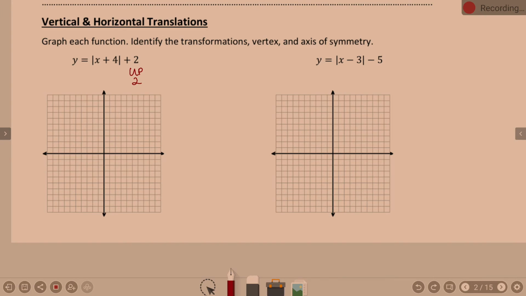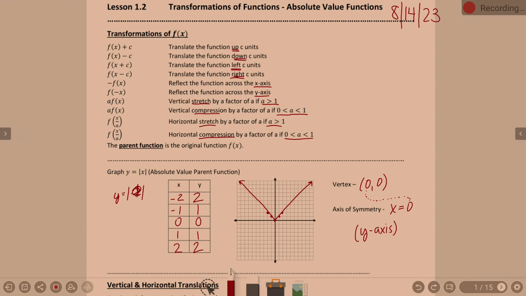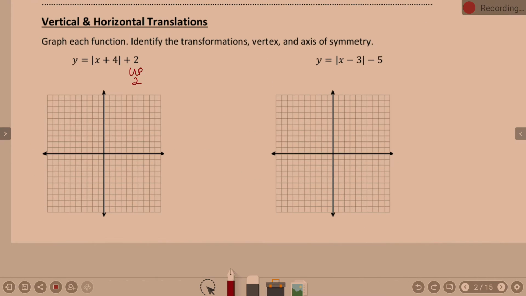What about the 4 now? Use that chart. Oh, that is the left. Are we seeing that? It's a +4 inside the parentheses, yes? Okay. Inside the absolute value. So that's going to tell me to go left 4.